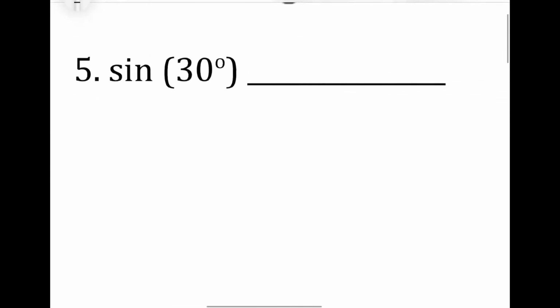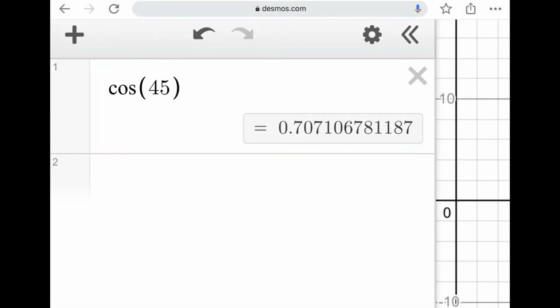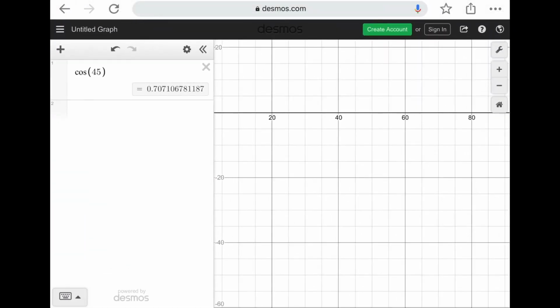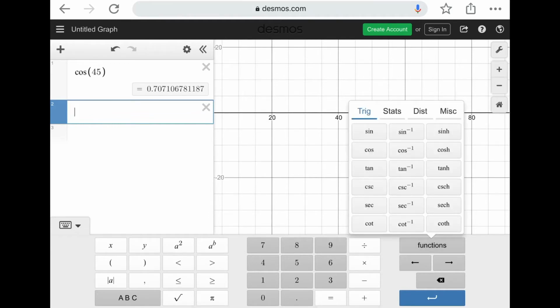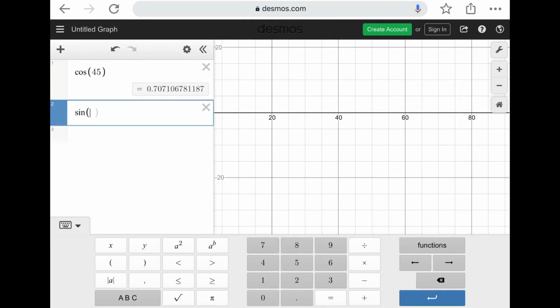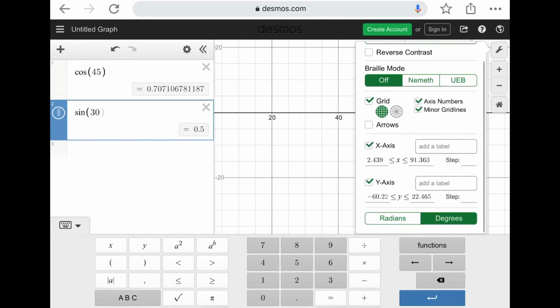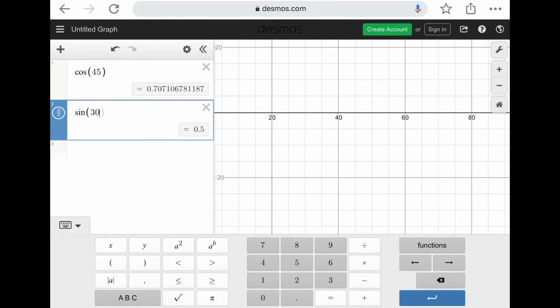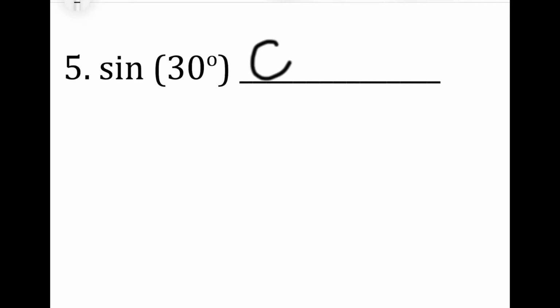Number 5, we have sine of 30. So I'm going to go to my Desmos. I can click into another little box off to the side, hit functions again, and hit sine of 30. If you want to, every single time, you can always go to the settings and make sure that degree is selected as the mode. So sine of 30 is 0.5 or half. That is going to be our answer.